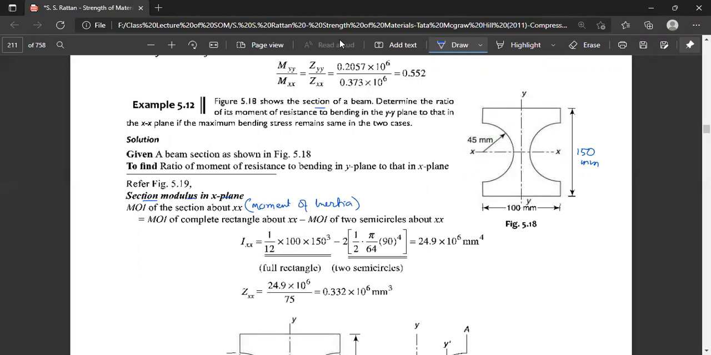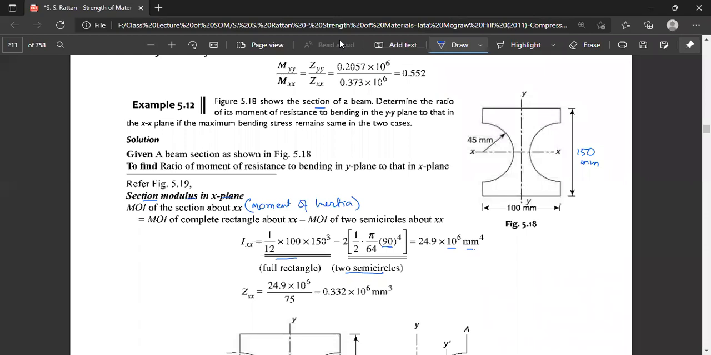This equation will be like this: Ixx equals 1 by 12, where 100 is the base and the height is 150, 150 to the power 3, minus 2 times the moment of inertia of a full circle, which is pi by 64 d to the power 4, where d is the diameter. We take half of it because it is a semicircle, and then multiply by 2 again, so it remains the same, pi by 4, 90 to the power 4. This becomes 24.9 into 10 to the power 6. This is for the full rectangle, and this is for the two semicircles.